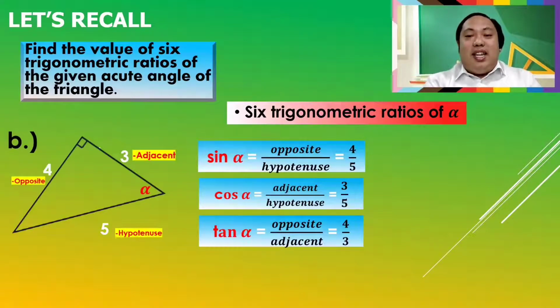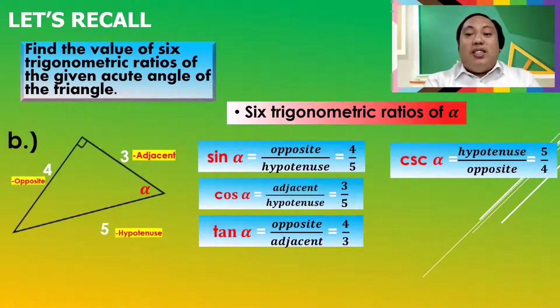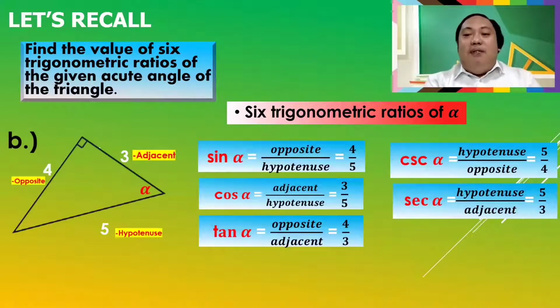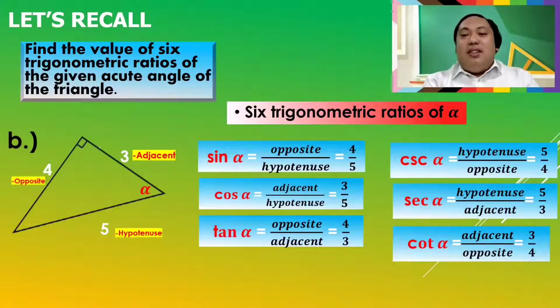4 over 3. Then we have cosecant alpha equals hypotenuse over opposite side is 5 over 4. Secant alpha equals hypotenuse over adjacent is 5 over 3. Then we have cotangent alpha equals adjacent over opposite side is 3 over 4.